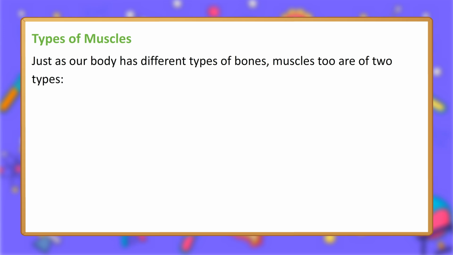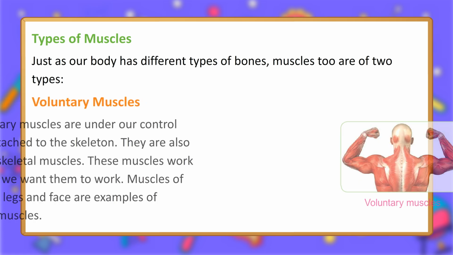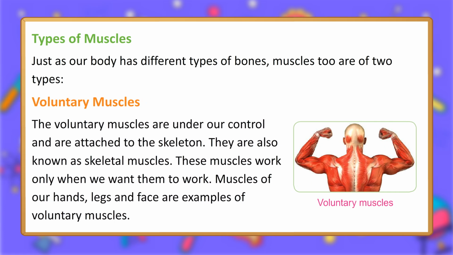Types of muscles. Just as our body has different types of bones, muscles too are of two types. Voluntary muscles. The voluntary muscles are under our control and are attached to the skeleton. They are also known as skeletal muscles. These muscles work only when we want them to work. Muscles of our hands, legs and face are examples of voluntary muscles.